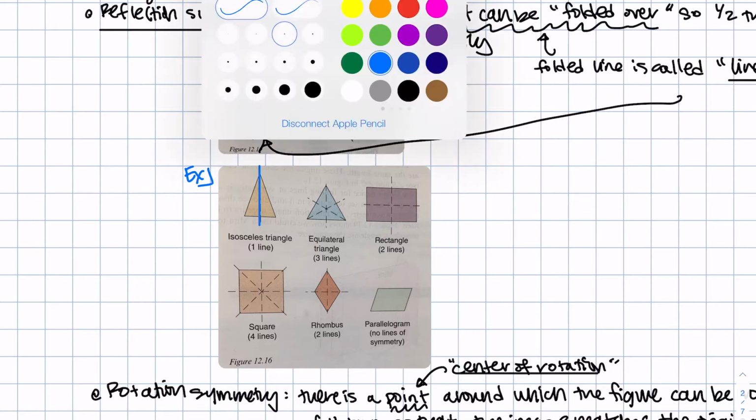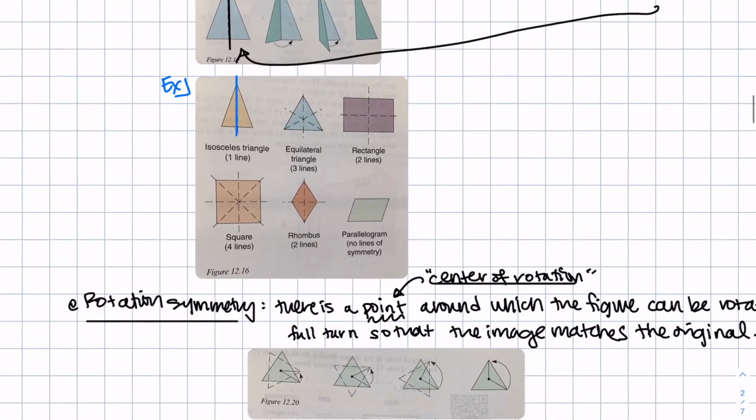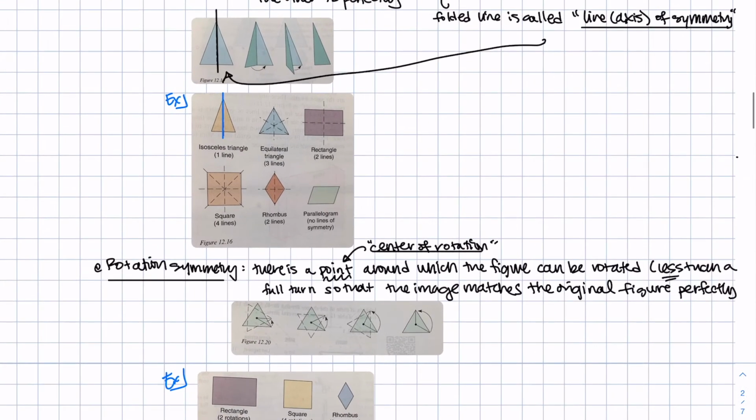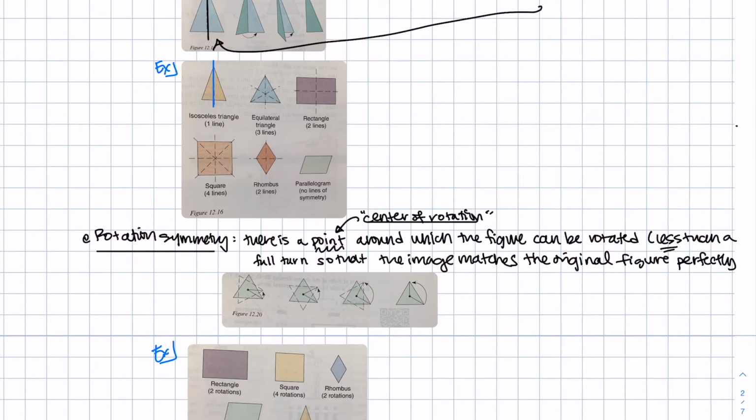There's another type of symmetry called rotation symmetries. So a symmetry is just some sort of visual pattern. And we have some of these symmetries where we can do flips or reflections over a line. And then these ones are where I'm going to rotate about a point. So there is a point around which the figure is rotated less than one full turn so that the image matches the original figure perfectly. Okay, so the perfectly part matters, as we saw in the reflection piece. This point that we rotate about is called the point of rotation.